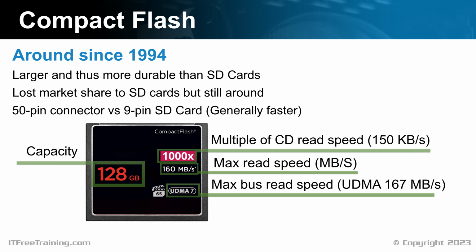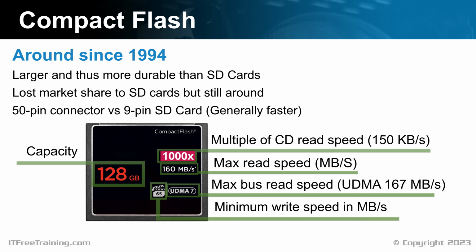If you're purchasing a compact flash for professional use, the most important specification is the number with the film clapper icon. This figure is the minimum write speed in megabytes per second. Essentially, this means that the compact flash card will never drop below this write speed. This is extremely important for digital cameras, particularly when recording video.